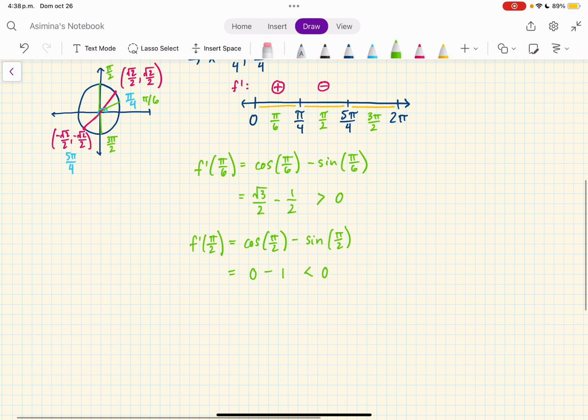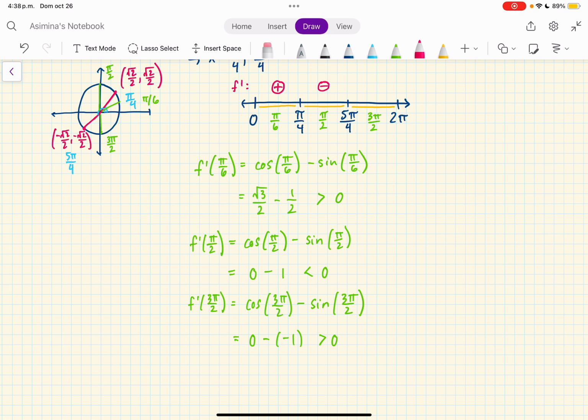Lastly, we want to plug in 3 pi over 2. So we have cosine of 3 pi over 2 minus sine of 3 pi over 2. So what is that? Cosine of 3 pi over 2 is 0, and sine is minus 1. So we have 0 minus minus 1, which is 0 plus 1. So this is greater than 0. It is positive. So that means that from 5 pi over 4 to 2 pi, we get that the derivative is going to be positive.